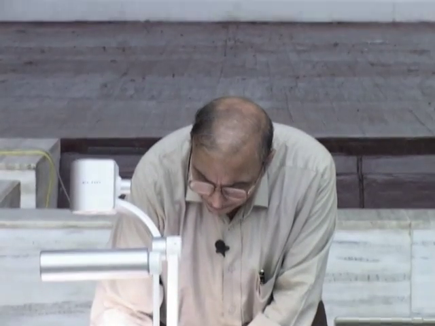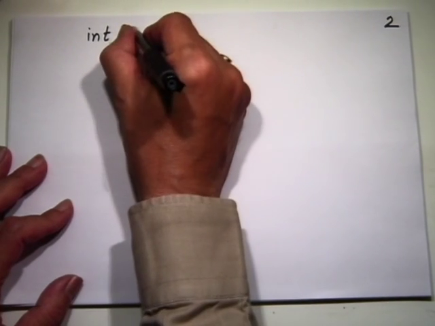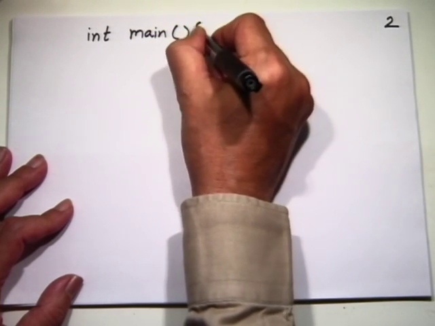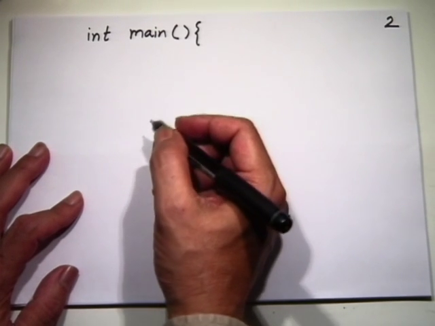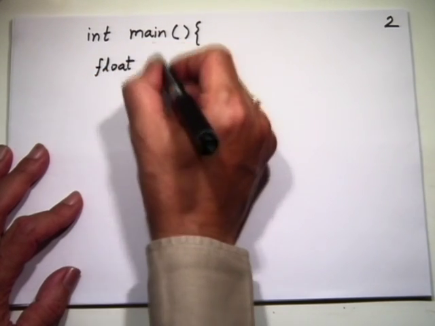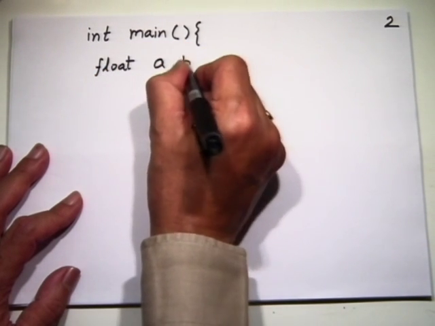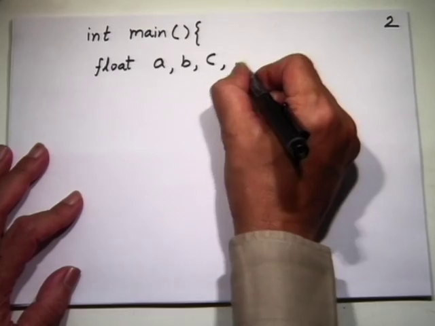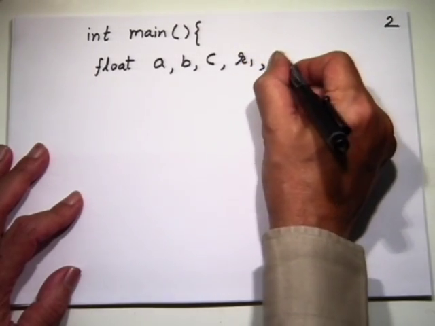You are all familiar with this basic form of equation. I will start directly by saying, so what are the variables which I will require? I will require, of course, A, B, C, which are the three parameters. And then I will require R1, R2. I suppose this should be good enough.